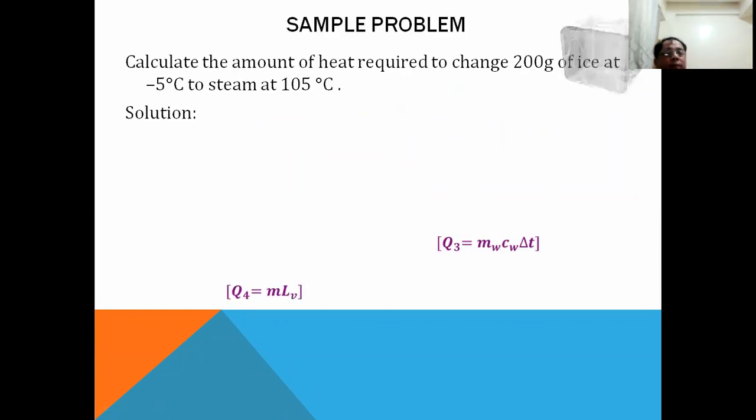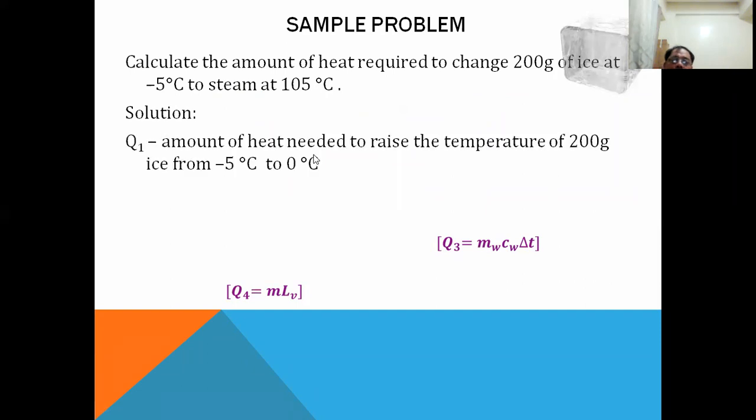Let's look at this example. We are to calculate the amount of heat, in calories, needed to change 200 grams of ice, which is at -5 degrees Celsius, and we want to reach a temperature of 105. So there are heats that are needed here to change it from solid into a gaseous state. The first amount of heat that you need is to raise the temperature of ice from -5 to 0 degrees. That's the first step.